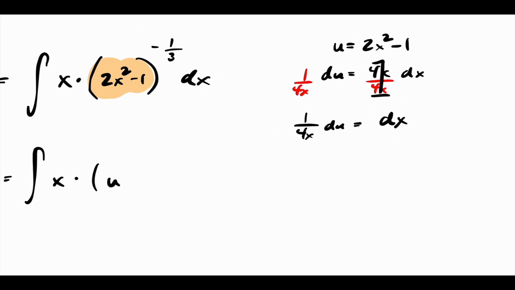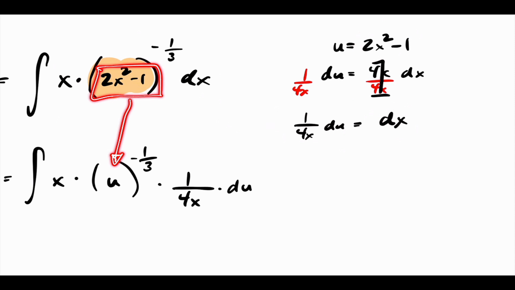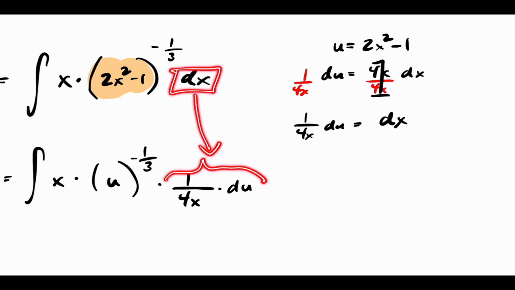This becomes u, and dx becomes 1 over 4x times our du. So this guy became this guy, and this guy became this guy. It's just U-substitution. All we're doing is substituting.